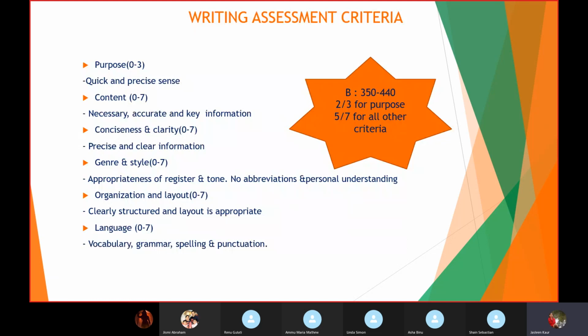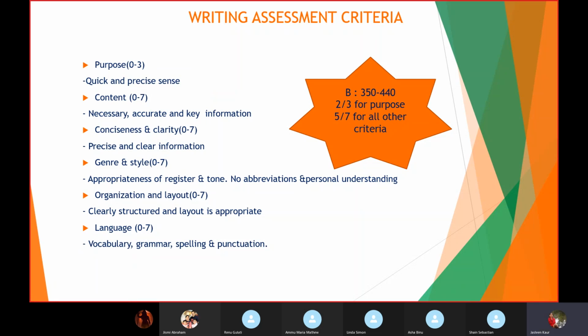Now, this is another form of that. The first assessment criterion is the purpose. Purpose means why you are writing a letter. For that, there is a 3 score. So when an examiner looks at your introduction and sees that you have clearly mentioned the purpose, quickly and precisely, then you get 3, 2, 1. There's a scoring like that.